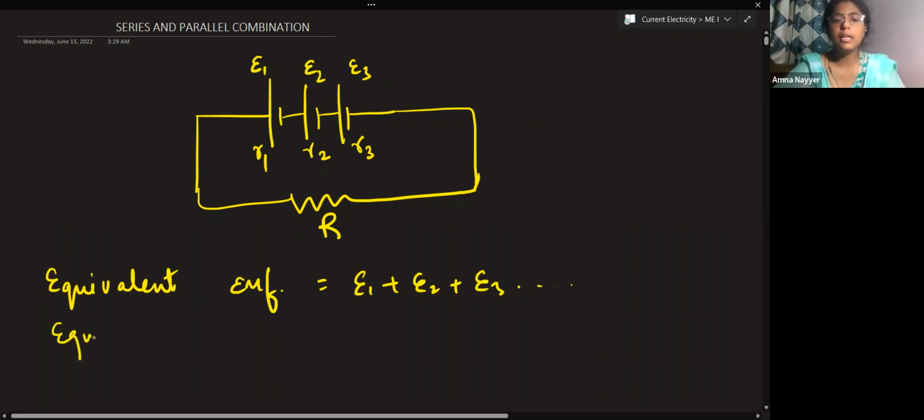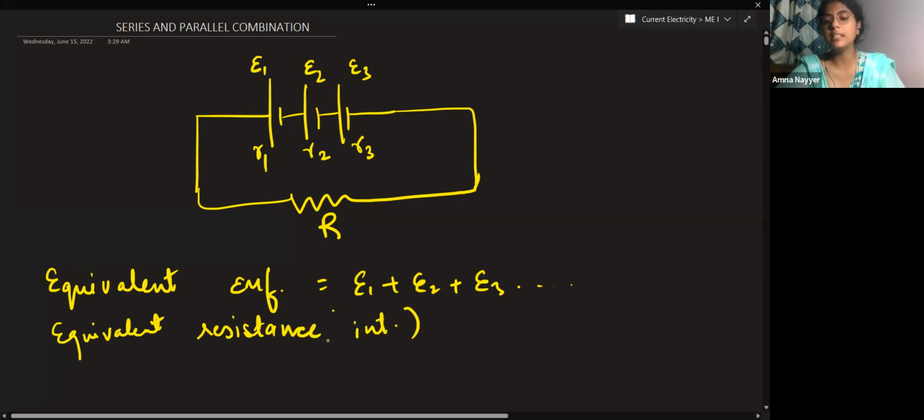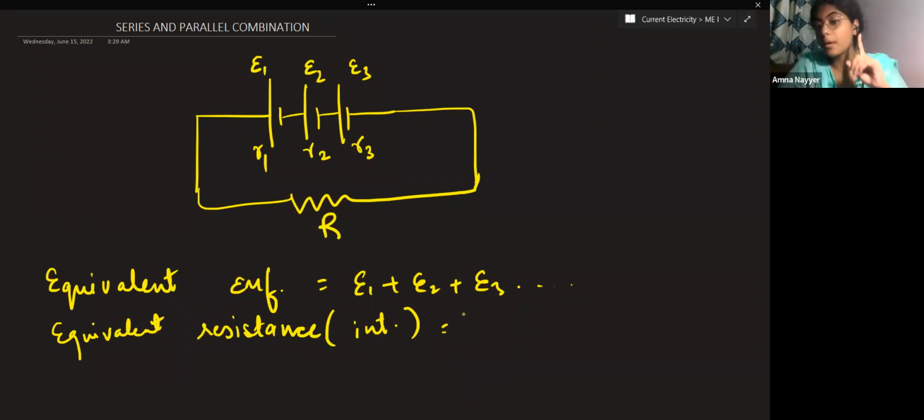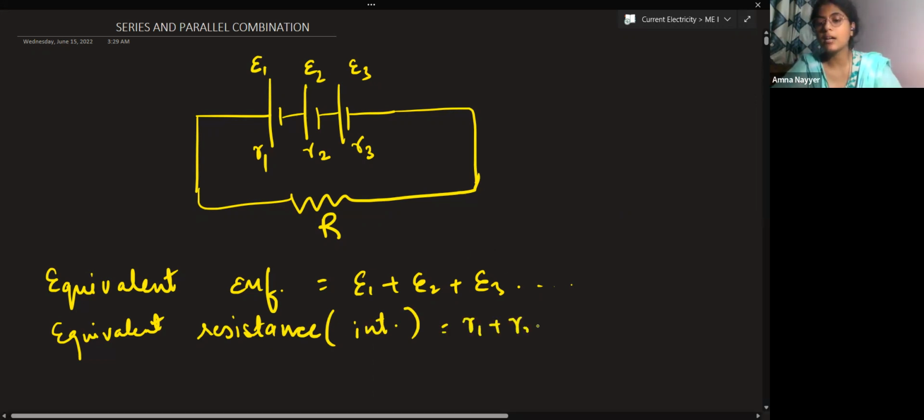Similarly, equivalent resistance. Resistance, and what type of resistance? Internal resistance. So resistance, even if in whichever manner they are connected, remember, resistance can never come out to be negative. So resistance will be R1 plus R2 plus R3 up till so on, like this.